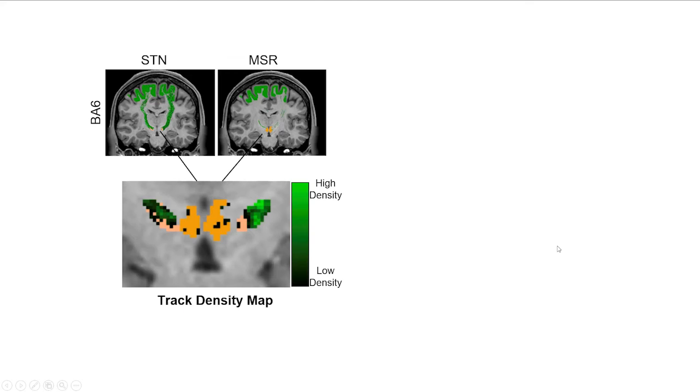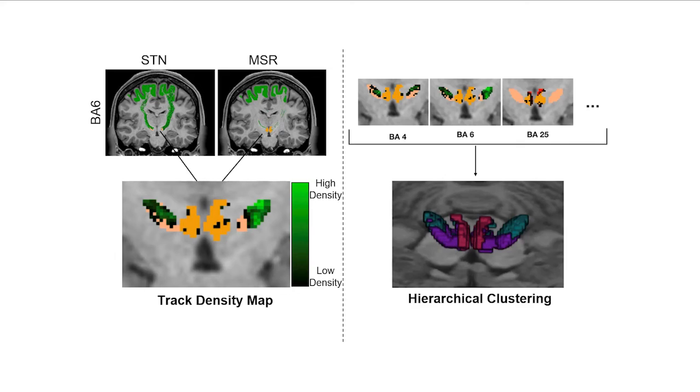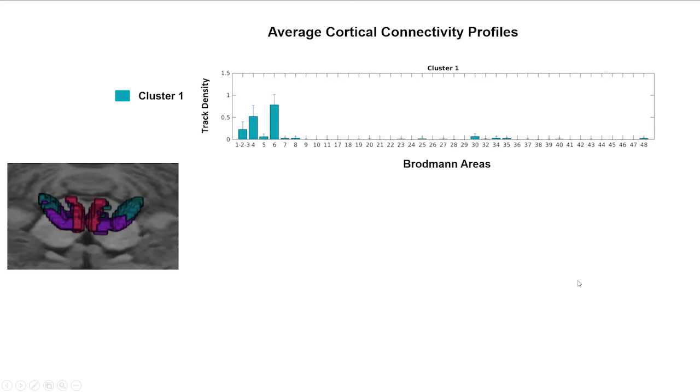From here, we can go toward the individual segmentation by using tract density maps, which will provide us the cortical connectivity profile for each voxel in our regions, and then we can group together voxels which have more similar profiles and create our clusters. Once we have our clusters, we need to check their profiles in order to understand their functions.